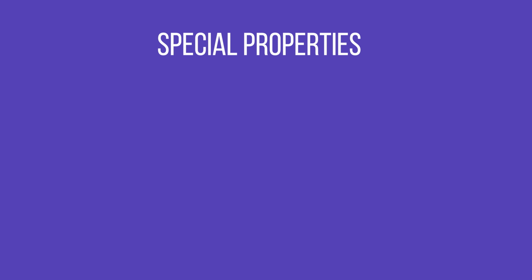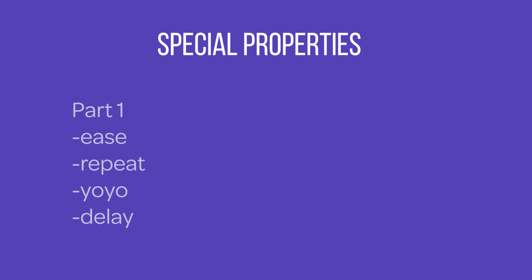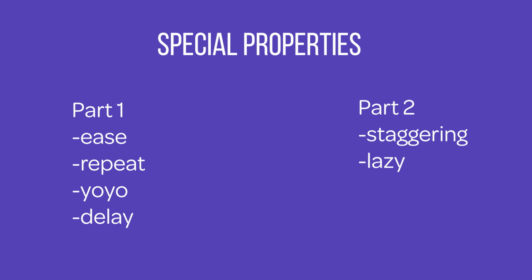In this lecture, you are going to learn about special properties. This is a two-part lecture. In the first part, we will discuss the properties such as ease, repeat, yo-yo, and delay. In the next part, we will discuss the staggering and the lazy property.